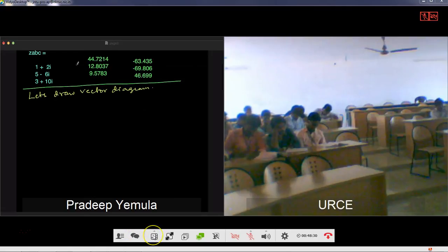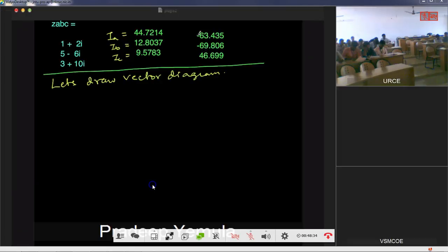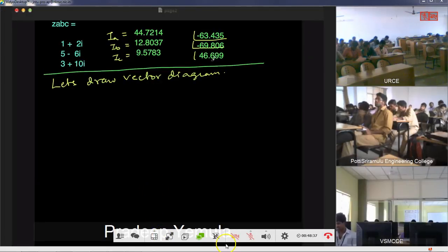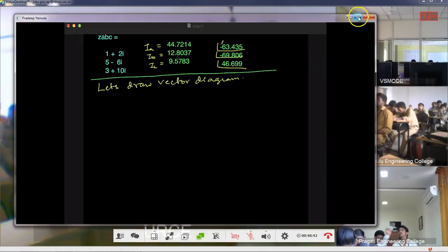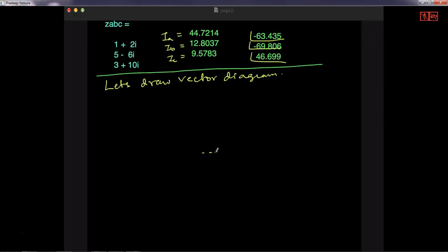So we'll do the vector diagram. This is IA, this is IB, and this is IC. So these are the angles for each. Now the 44 magnitude, angle is minus 63. So if I take this as the reference, then minus 63, I am getting this one. So IA equal to 44.7 amperes, and this angle is minus 63.